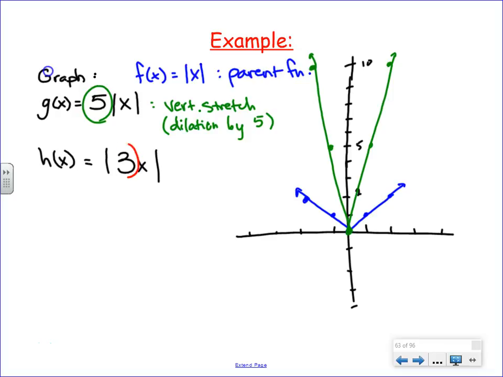I'm going red for the next one because it's on the inside, which means, verbally, horizontal compression. It's a horizontal compression. Now, some of you would have gotten the horizontal pretty quickly. The compression takes a little bit more mental exercise, a little bit more brain power.